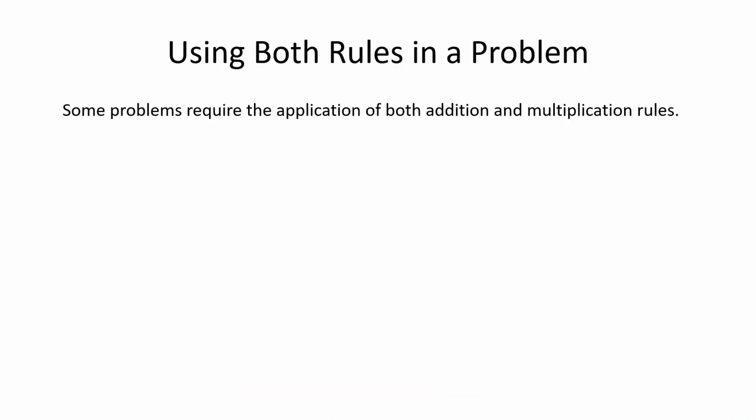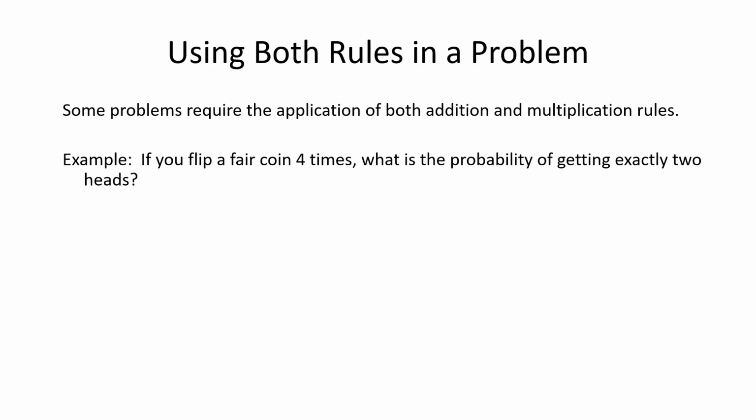Let's finish this up before we talk about the probability distributions with using both rules in the problem, using the or and the and. And I kind of did this in the last slide, looking at the probability of at least 1. But some problems require us to use both. So let's say we're flipping a coin 4 times. What's the probability of getting exactly 2 heads? So now we're into another interesting one. What's the probability of getting 2 heads?